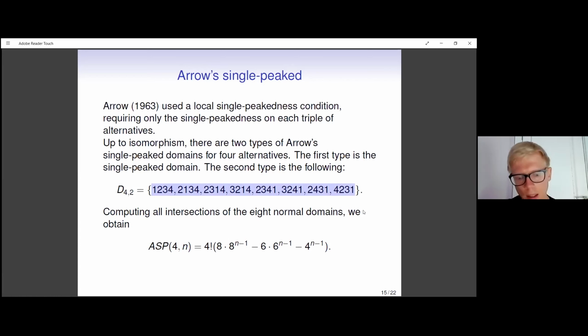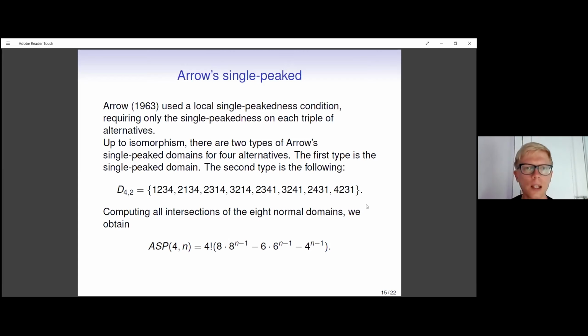So only the single-peaked domain has a reversed pair or two reversed orders. All other Arrow single-peaked domains have no pair of reversed orders. By computer, I found all intersections of 8 normal domains and obtained this very formula.